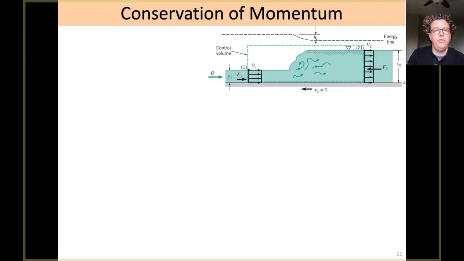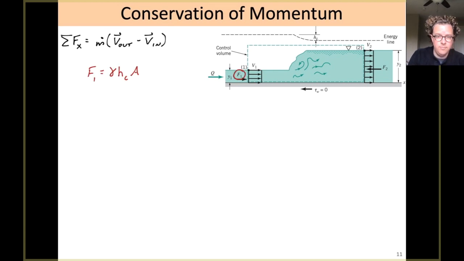Okay, so we're going to use all the tools in our toolkit for the hydraulic jump problems. Conservation of momentum first, and then mass and energy next. If we write conservation of momentum in the X direction, or the horizontal direction, we would end up with this: the sum of the forces must equal the mass rate times velocity out minus velocity in. So let's start to unpack some of the terms we're going to have to deal with here.